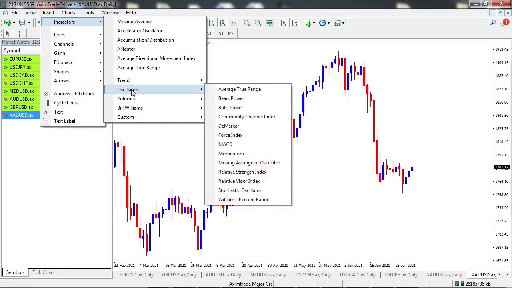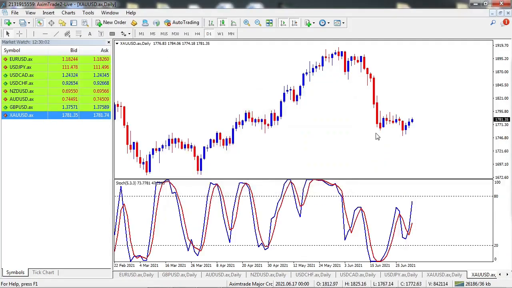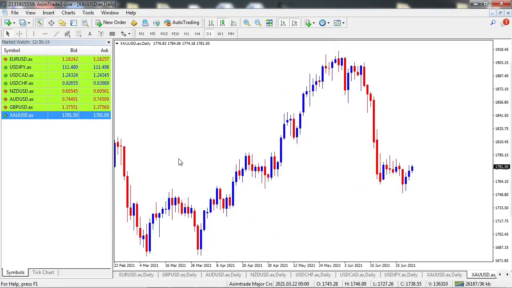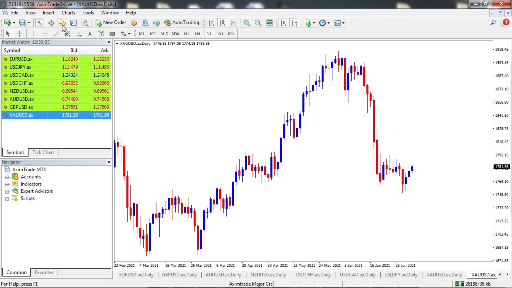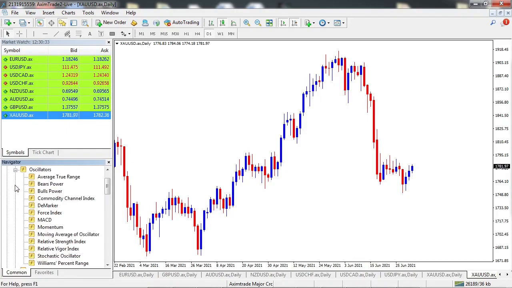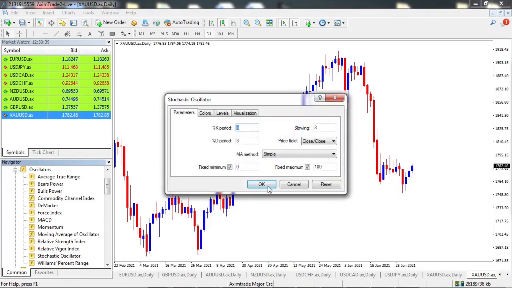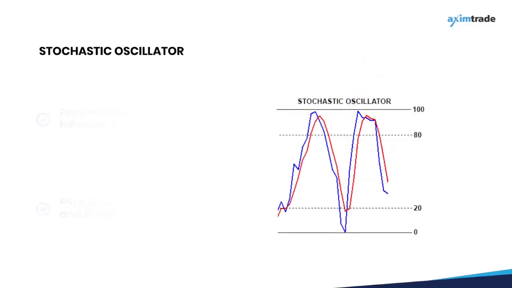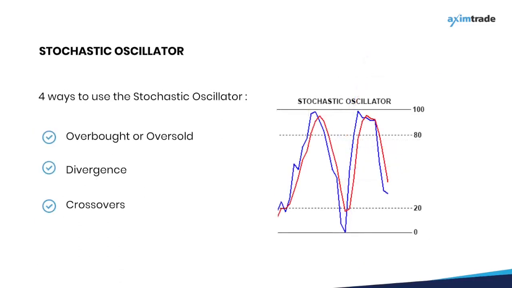Under the oscillator, select the stochastic oscillator. The second method is the easiest one, as you click and drop it from the Navigator panel. To do that, simply go to the Navigator panel, Indicators. Under the oscillator, click the stochastic oscillator, drag and drop it on chart. It's done. Now let's look at how to use the stochastic oscillator in trading.